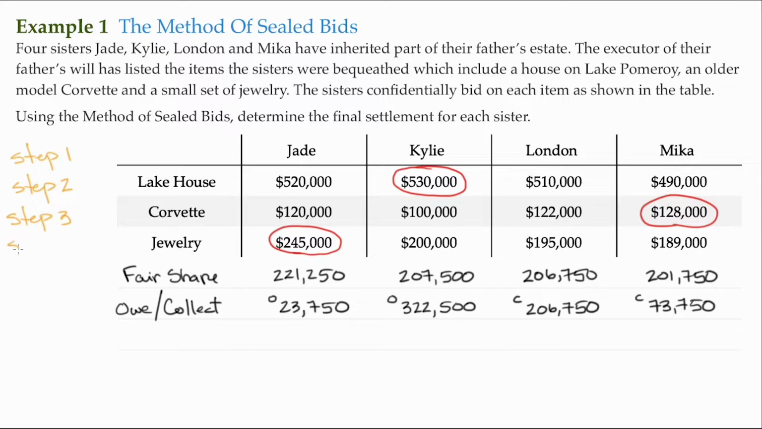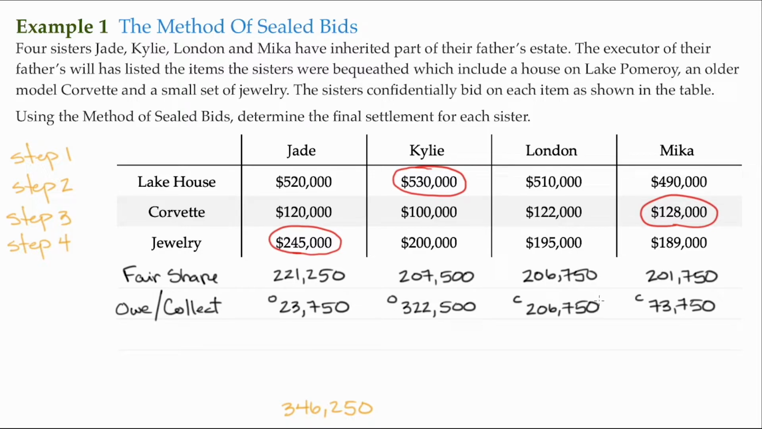So now step 4 is to see if there's a surplus. If everything worked out perfectly, there would be no surplus. But as we look here, Jade is giving back $23,750 into the estate. Kylie is also giving back $322,500 back into the estate. So that's a total of $346,250 that's going back into the estate.